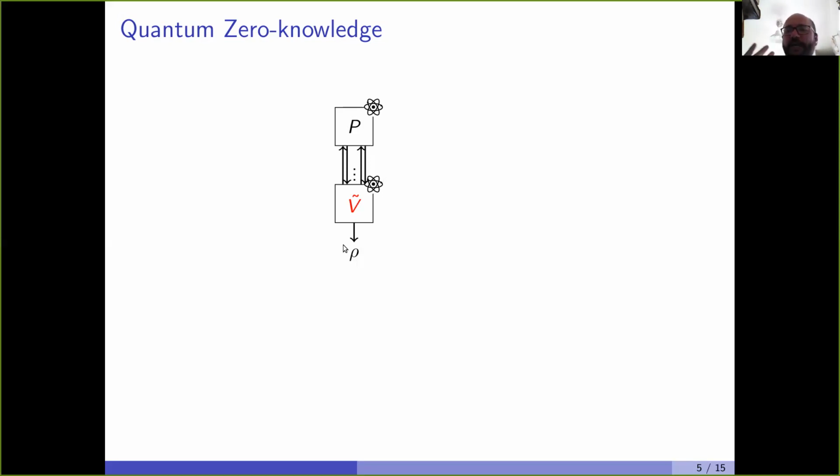And to say that this protocol is zero knowledge, we have to define a polynomial time simulator that might depend on V, but it does not depend on P. So it cannot interact with P, nor has any access to its internal structure. And the simulator should output some quantum state sigma.